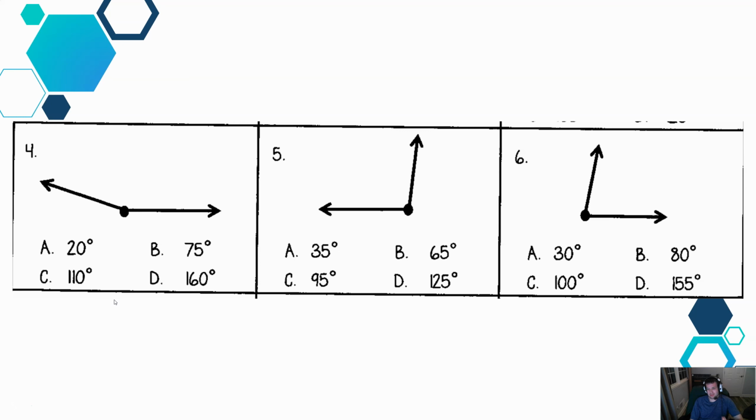Alright, now that we've done some together, I want you to try and do some on your own. So I'm going to give you about a minute, minute and a half. I want you to identify as acute, obtuse, right, or straight, put A, R, O, or S, and then eliminate and choose your answer. So I'll give you about a minute, minute and a half to do these three. Go ahead.